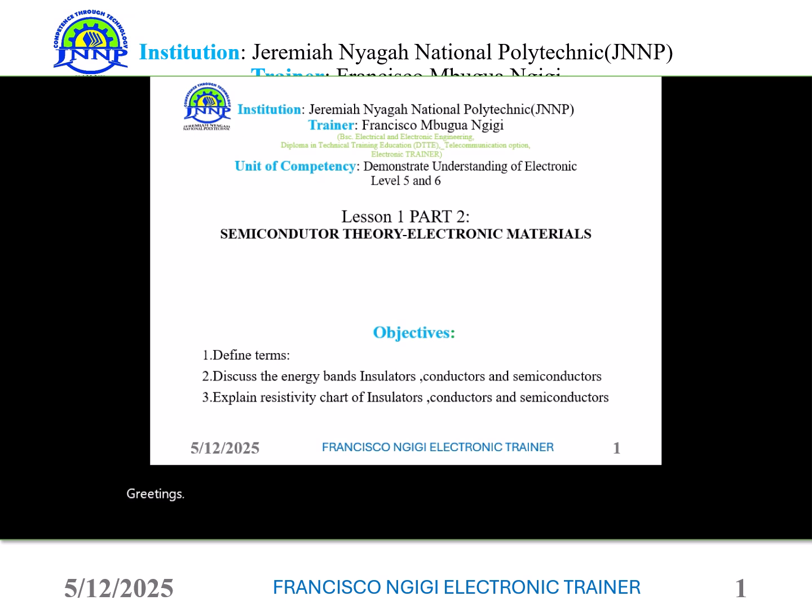We are going to look at semiconductor theory, majoring electronic materials. We are going to define terms, discuss the energy bands for insulators, conductors, and semiconductors, and explain resistivity charts of insulators, conductors, and semiconductors.